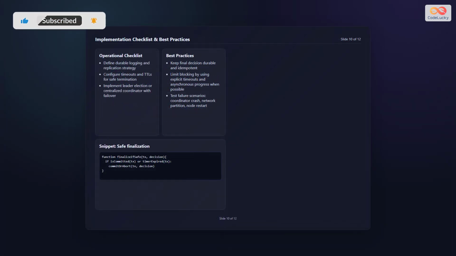When implementing 3PC, follow these essential steps. First, define a durable logging and replication strategy so participants can recover state after crashes. Second, configure explicit timeouts and TTLs for safe termination when the coordinator disappears. Third, implement leader election or a centralized coordinator with automatic failover. Best practices include keeping the final decision durable and idempotent, limiting blocking by using timeouts and asynchronous progress where possible, and thoroughly testing failure scenarios, coordinator crashes, network partitions, and node restarts. These practices ensure a production-ready 3PC implementation.